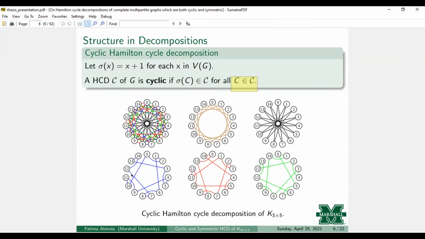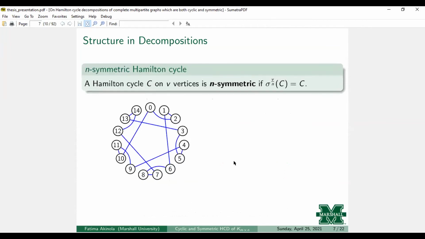So let me take this one for example. If I apply sigma to this cycle, I have an edge going from 0 to 2, and now I will have an edge going from 0 plus 1, which is 1, to 2 plus 1, which is 3. So that's going 1, 3. That is not in here, but it is in here. So you see, even if I apply sigma to this, I still get another cycle in my Hamilton cycle decomposition. Another structure we looked at was symmetry. This one is, to some extent, very vague.